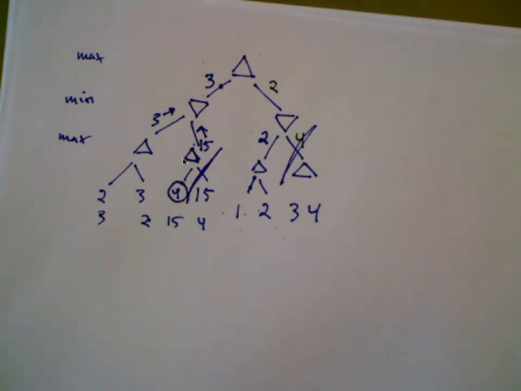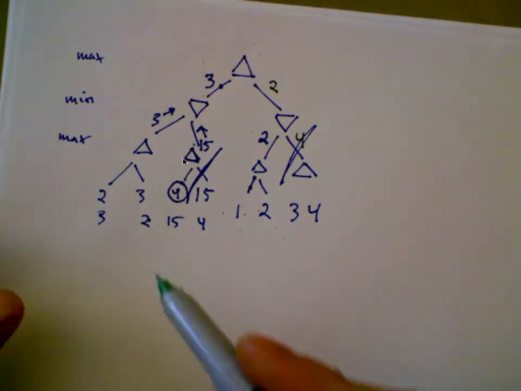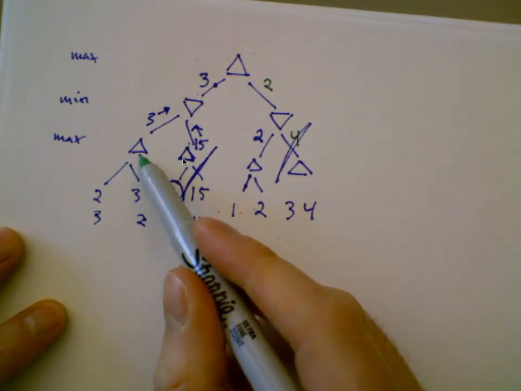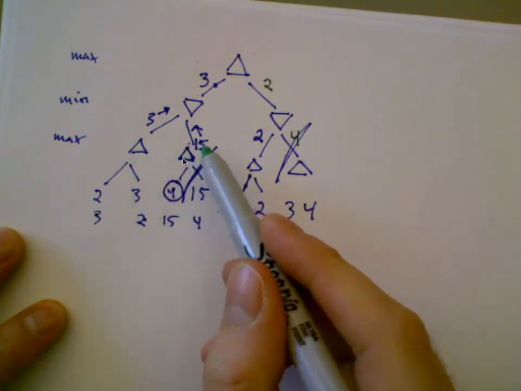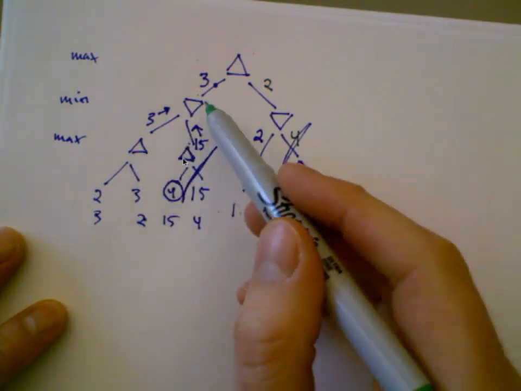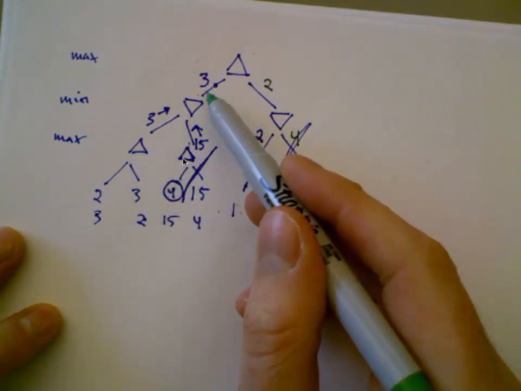Once you get to 2, can you stop? Because you know it's at best equal to the 2 on the other side? This is a 15. If this is a 25, then this is going to be worth 15, and max is going to take it.